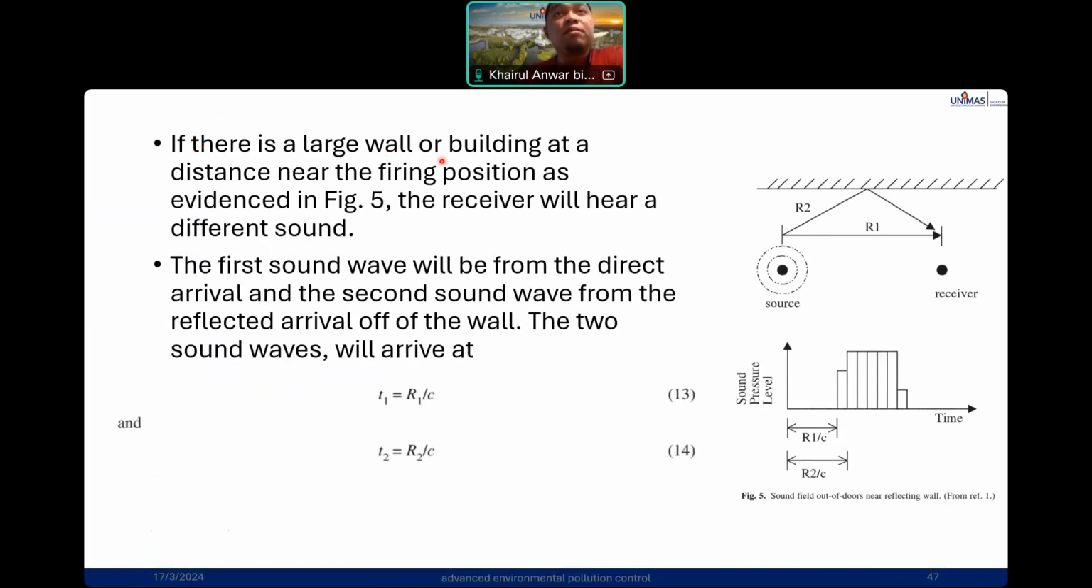If there is a large wall or building distant near the firing position, as evident in figure 5, the receiver will hear a different sound. The first sound wave will be from the direct arrival, R1. The second sound wave is from the reflected arrival, R2. The two sound waves will arrive at different times. T1 equals R1 over C, so this is the distance. And T2 is from the wall.